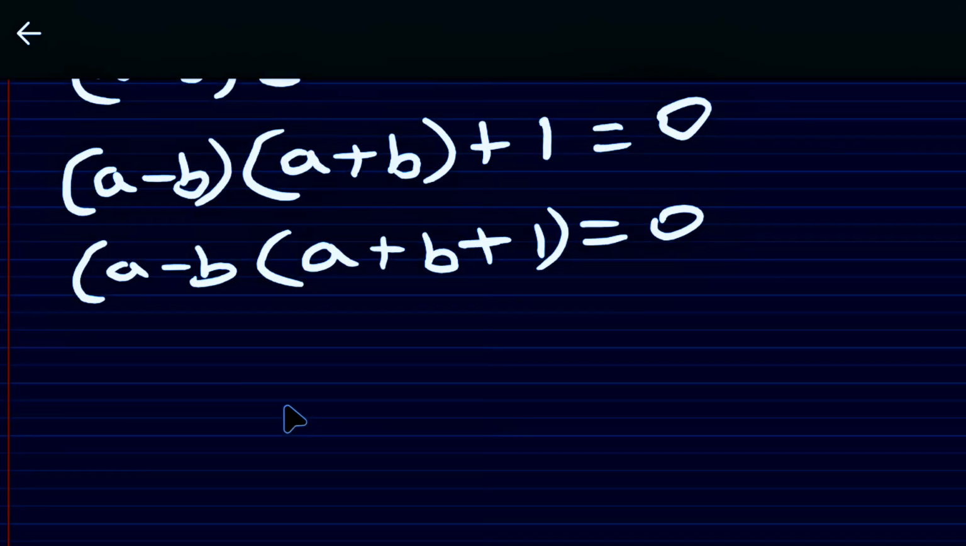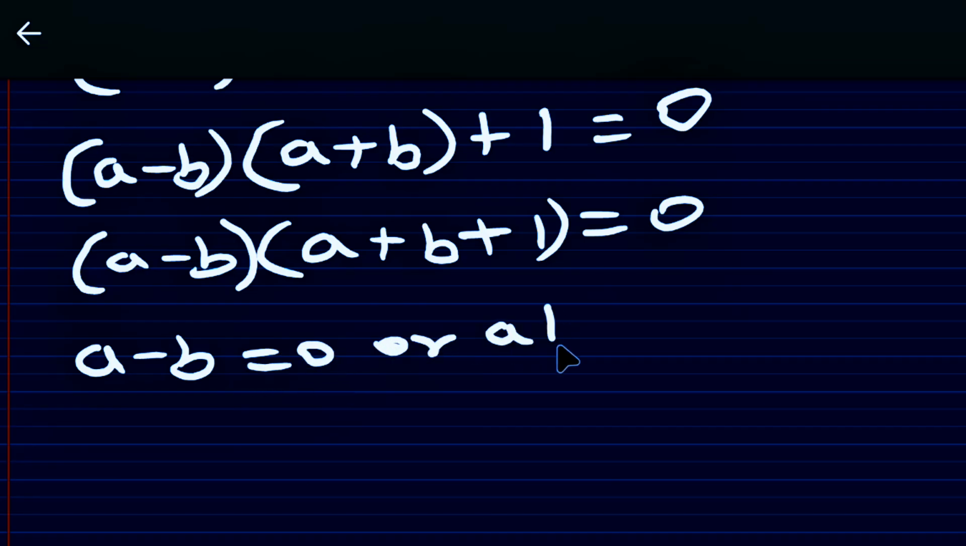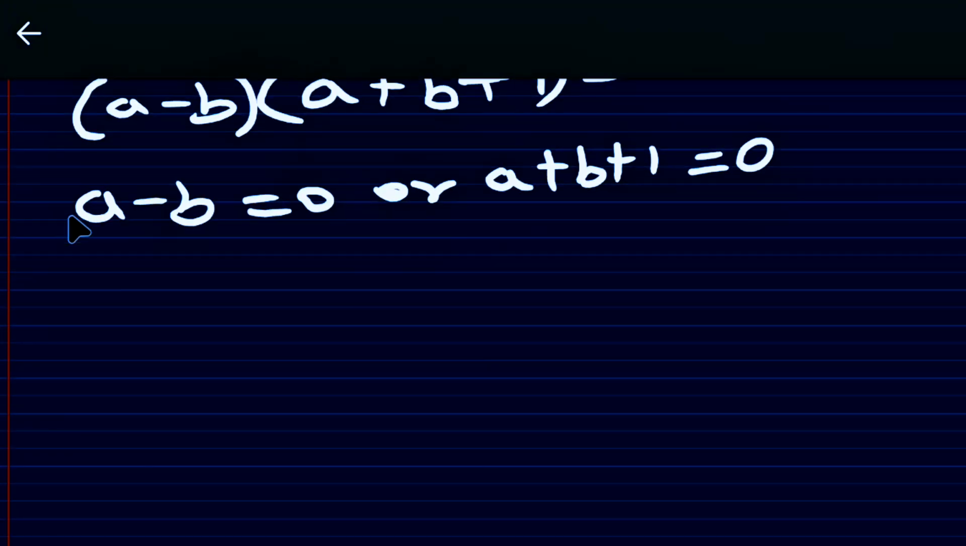From here we can apply the zero product rule, and the rule says that either a minus b equals 0 or a plus b plus 1 equals 0. If we transpose this b, we are going to have a equals b. But according to the condition given to us in this question, we are told that a is not equal to b. So a is not equal to b at all.